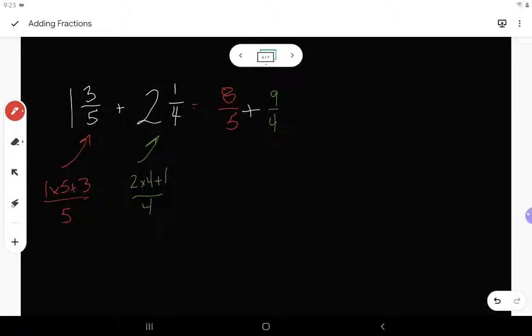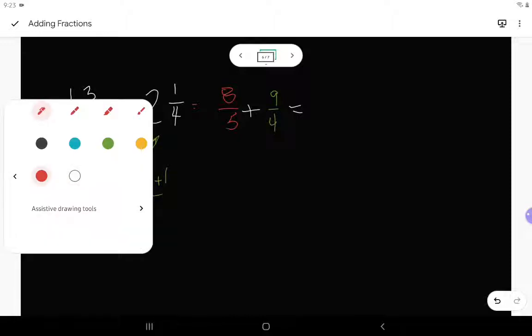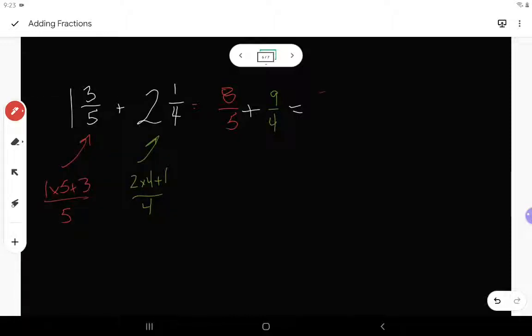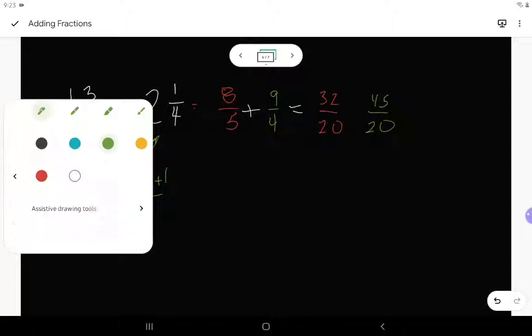So I'm not going to go through this one step by step. If you need to write it out, go ahead. So that's going to give me over 20. I've got 32 over 20. And then here I've got 45 over 20. And I'm going to add those two values together.